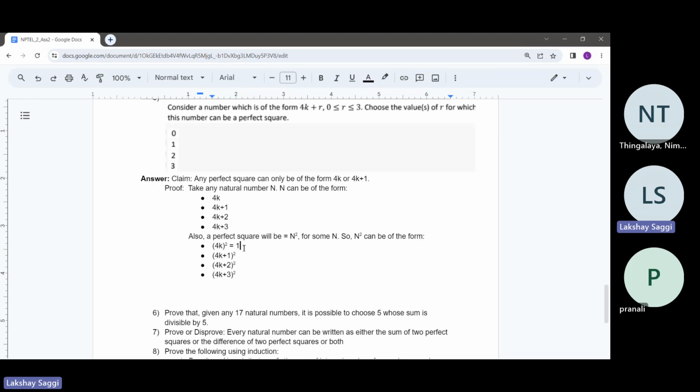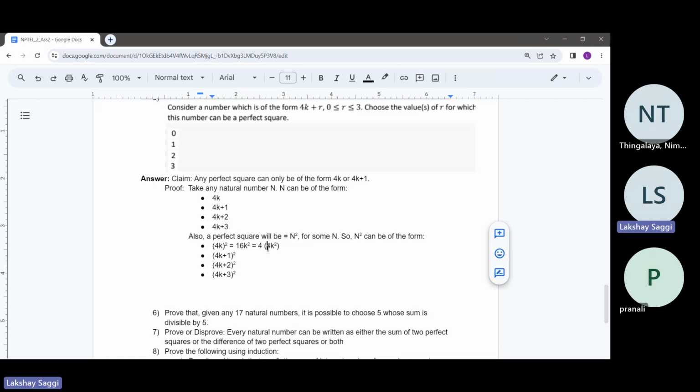So this will be equal to 16k square, right? And now what can I write? I can write the 16k square as something like 4 times 4k square. Let's just take case by case analysis. So I can write it as 16k square as 4 times 4k square.